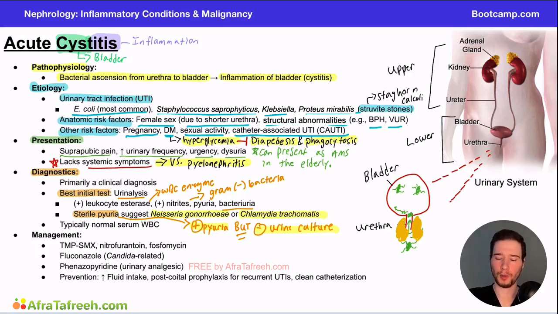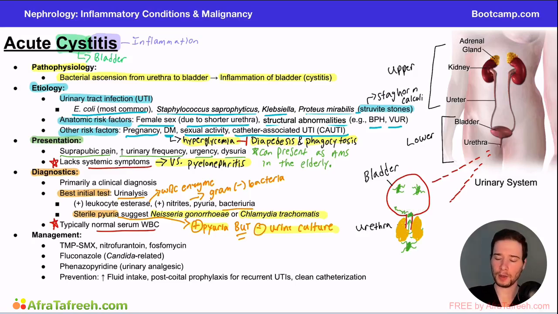And finally, another key point I want you to keep in mind here as it relates to contrasting with pyelonephritis is that we typically have a normal serum white blood cell count in acute cystitis. Again, we don't typically think about systemic symptoms here. Contrast this with pyelonephritis, which we'll talk about next, in which we would typically expect to see an elevated white blood cell count in the serum.